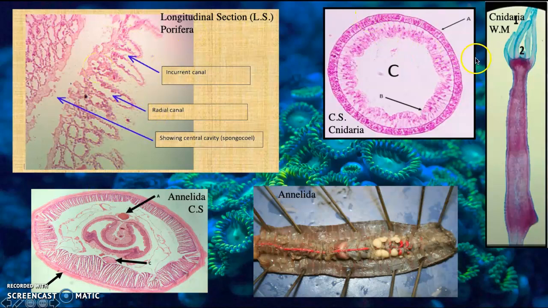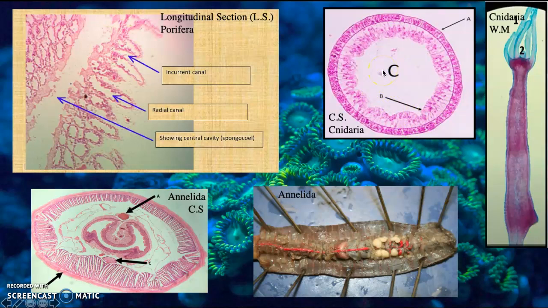On the right here, we have a cnidaria. This is a whole mount cnidaria. So you can see here with the blue color, these are the tentacles. And number 2 is right here, which is the anus and the mouth, combined into one. Right here is a cross section of a cnidaria. This is the epidermis, this is the gastrodermis, and this is the gastrovascular cavity.